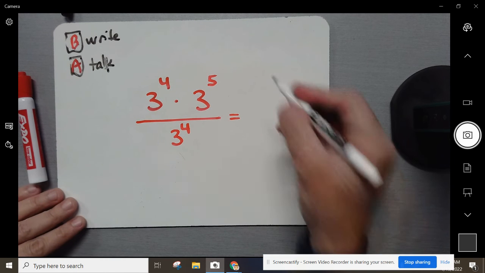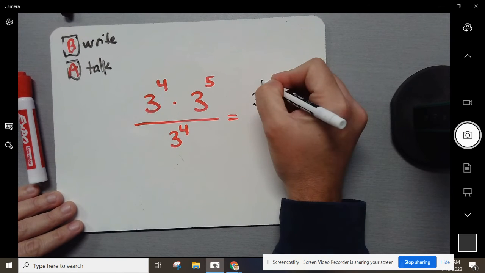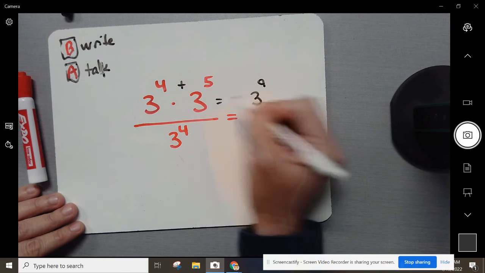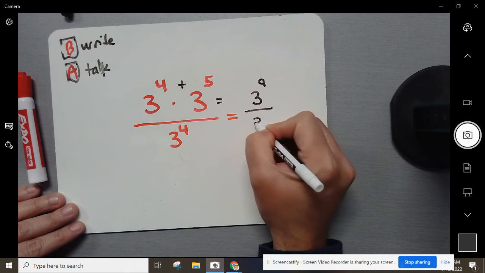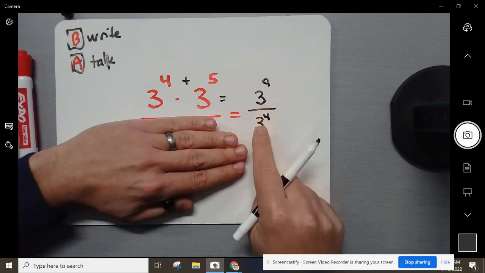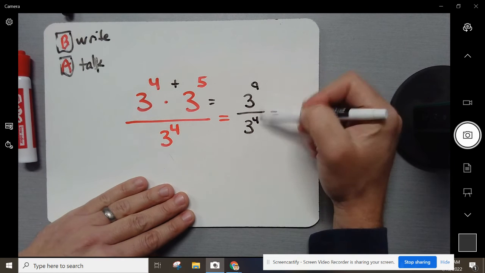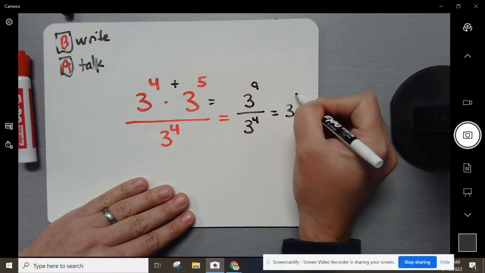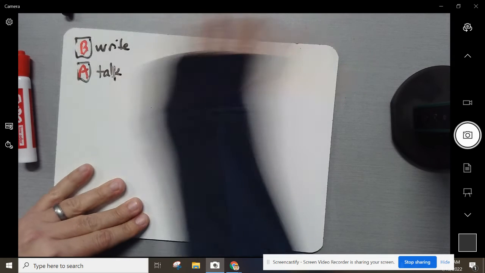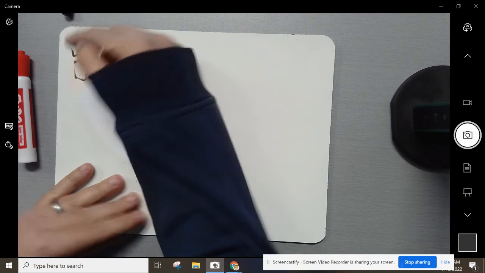All right, now we have 3 to the, if we did this part, 9th, right? But we still haven't dealt with this yet. Okay, so you just do that first part. Now your problem's changed. What does this equal? The top wins by 5. Okay. All right, let's do one more.